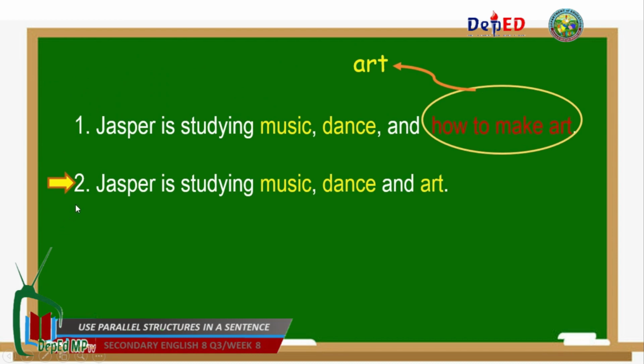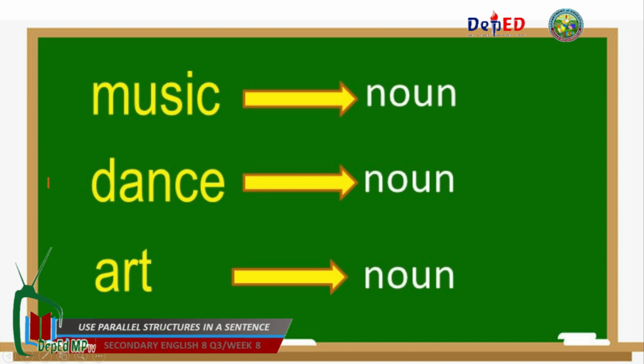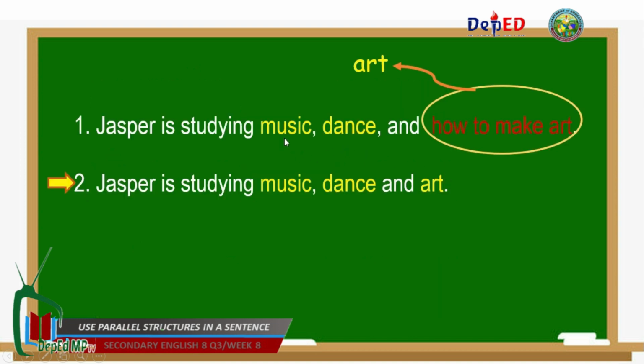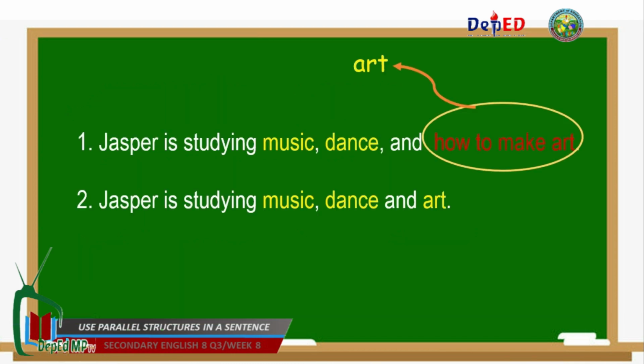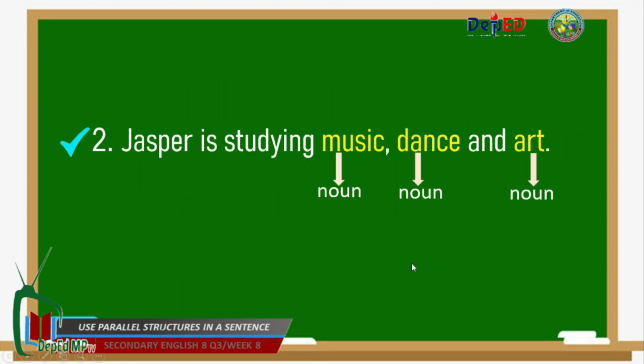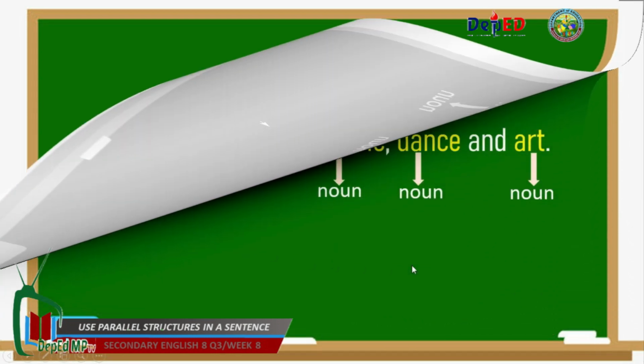Let's examine sentence number 2. The elements in number 2, which are music, dance, and art, are parallel because they are all nouns. In sentence 1, the elements are a combination of nouns and a phrase. So, we need to change the phrase how to make art with the noun art. Now, our sentence looks like this. Jasper is studying music, dance, and art.